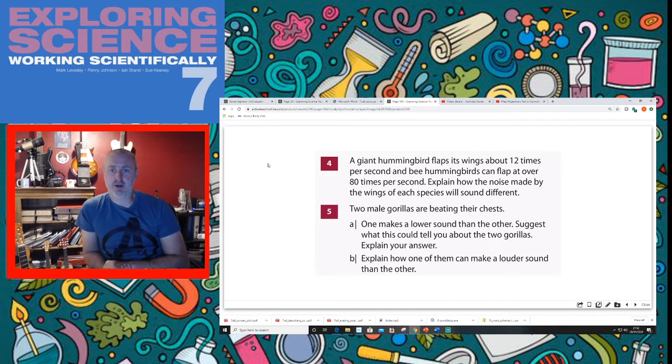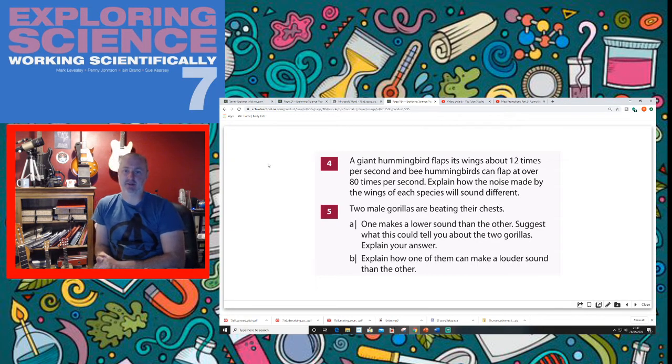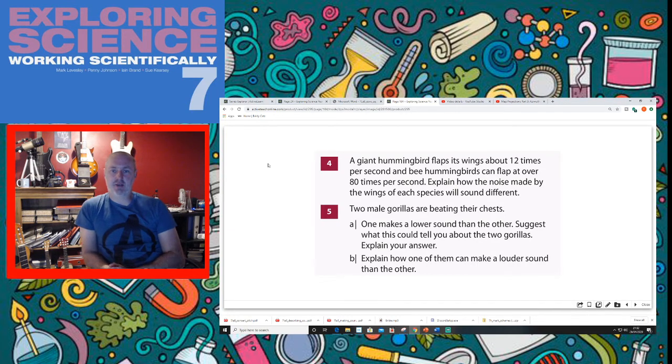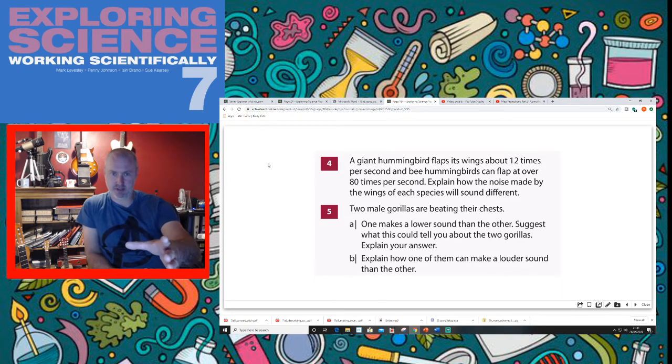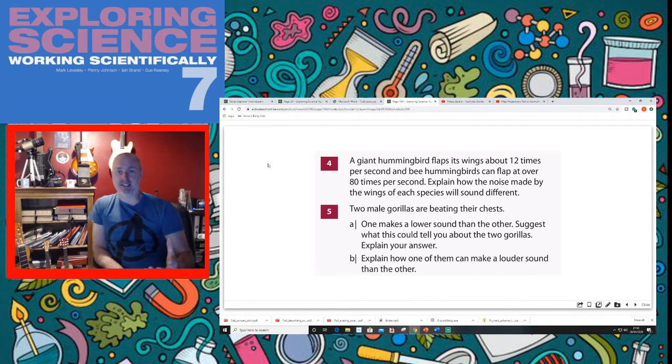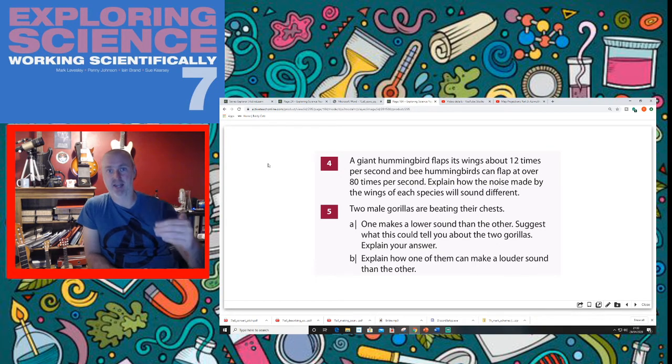A giant hummingbird flaps its wings 12 times per second, and bee hummingbirds can flap at over 80 times per second. Explain how the noise made by the wing of each species will sound different. Actually, this one doesn't use the equation, sorry. So the giant hummingbird, if it only flaps its wings 12 times a second, it's a frequency of 12 hertz. The bee hummingbird, if it flaps it 80 times a second, that's 80 hertz. It's a higher frequency. It's going to be a higher pitch sound.